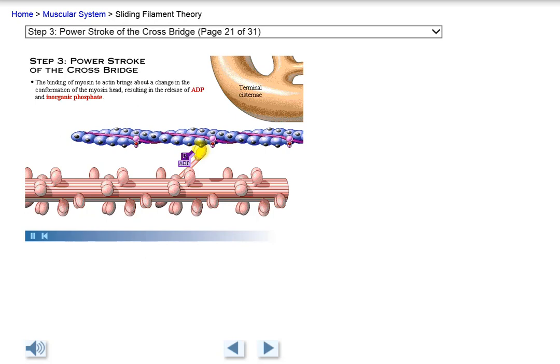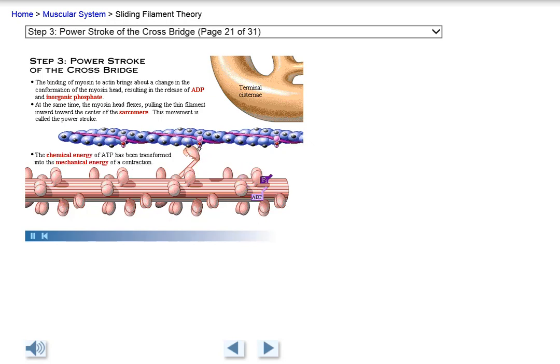The binding of myosin to actin brings about a change in the conformation of the myosin head, resulting in the release of ADP and inorganic phosphate. At the same time, the myosin head flexes, pulling the thin filament inward toward the center of the sarcomere. This movement is called the power stroke. Click the energized cross bridge to see this activity. The chemical energy of ATP has been transformed into the mechanical energy of a muscle cell contraction.